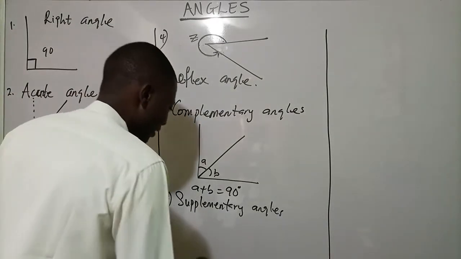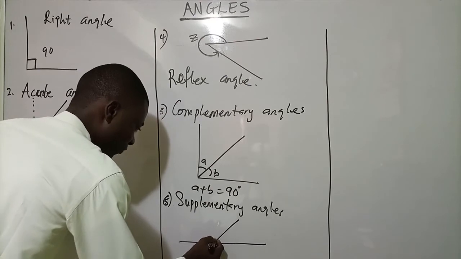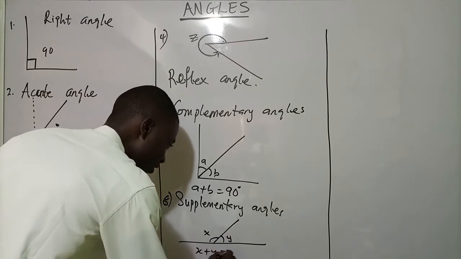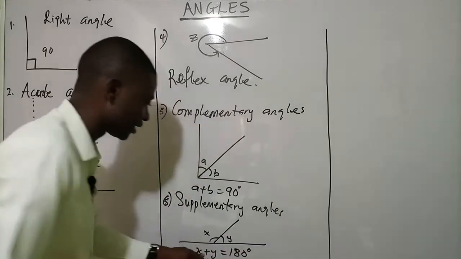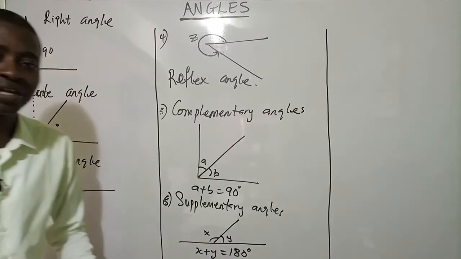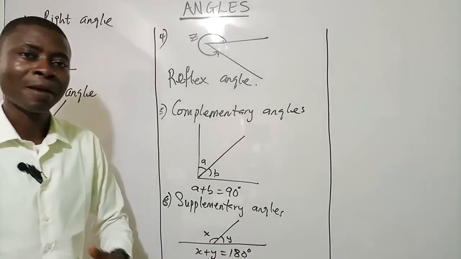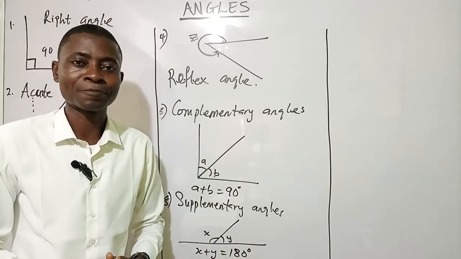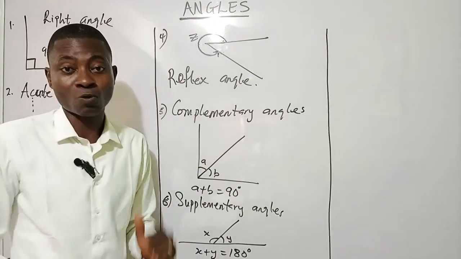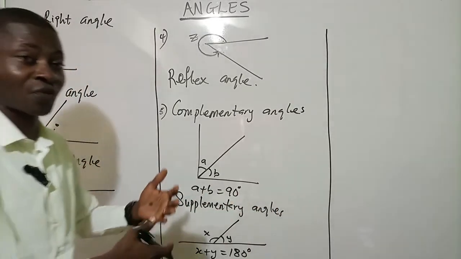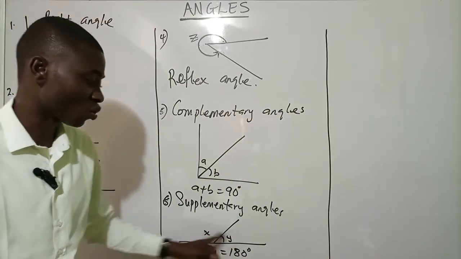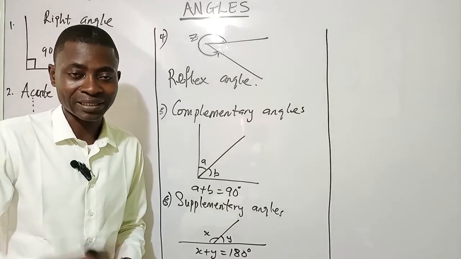For instance, you have something like this, and then maybe we have, let's say, x and y. X plus y is equal to 180 degrees. We call x and y supplementary angles, because when I add x and y together, my answer is 180. So these angles that have been mentioned here, along with the other one mentioned in our previous video that we uploaded, the straight angle or sum of angles on a straight line, is also a type of angle, which is 180 degrees. We talked about that in that video.